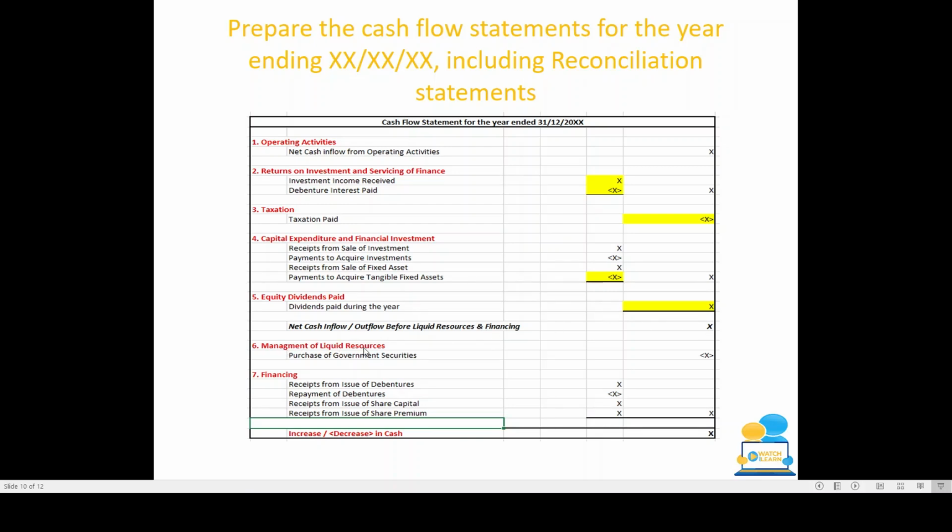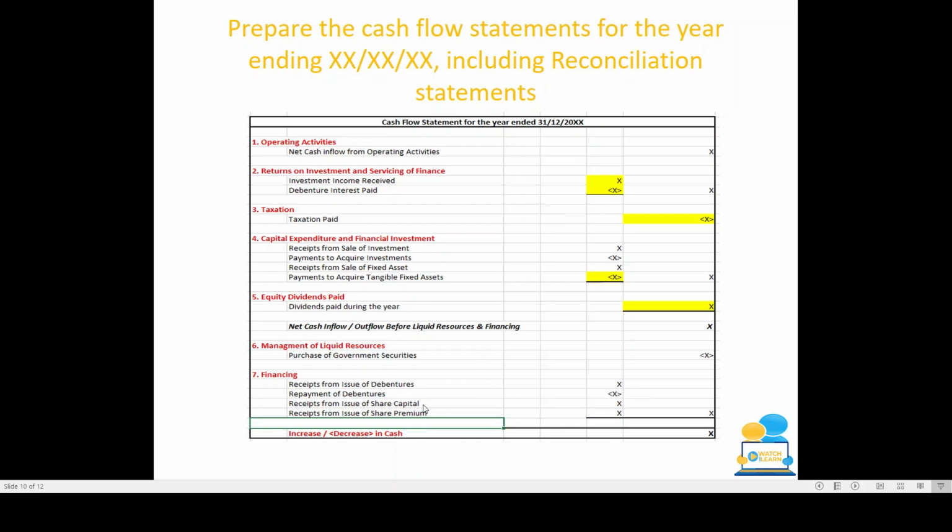Heading 6 is management of liquid resources. That's just if you purchase government securities, and it'll be a negative figure because you're spending money. And financing is receipts from the issue of debentures or repayments of debentures. Sometimes you would increase your loan, so that would be an issue of debentures. Sometimes you would pay back your loan, which would be a repayment of debentures. So if you increase your loan or debentures, you're getting more cash, so it'll be a plus figure. If you're repaying a loan, you'd have spent money to repay the loan, so it'll be a minus.